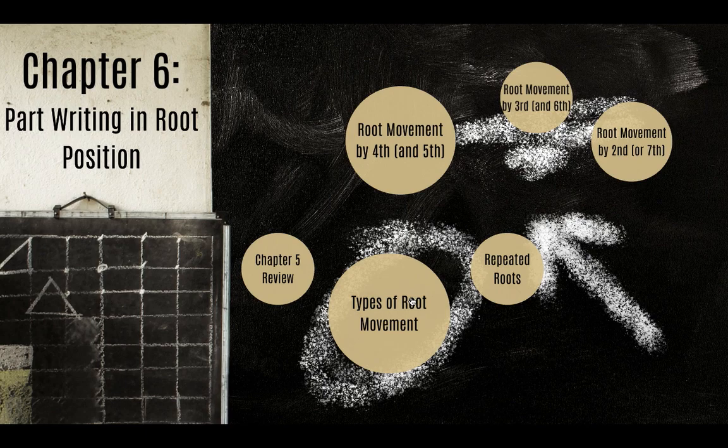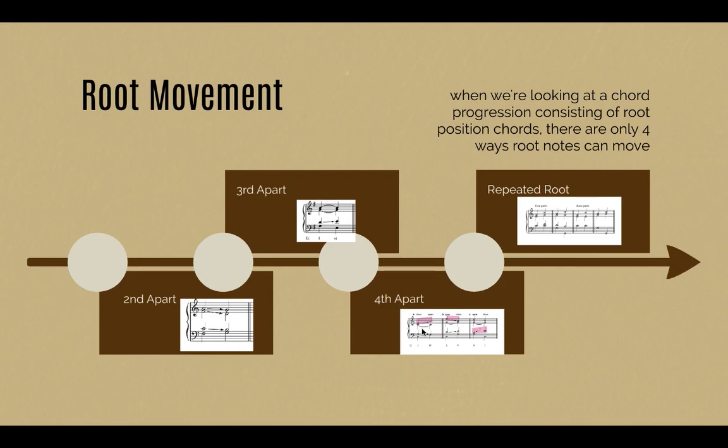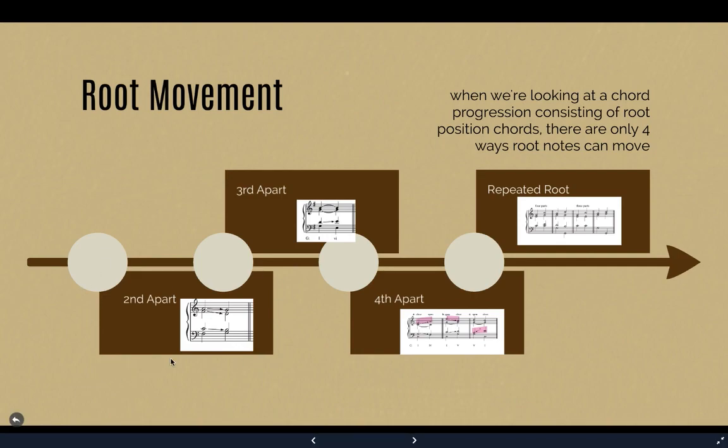So now we're going to be connecting chords that are in root position. So we're going to be moving in between diatonic triads in a major or a minor key. They're all going to be in root position. So let's talk about what kinds of root movement we can have. When we're looking at a chord progression consisting of these root position chords, there's really only 4 ways that these roots can move. They can be a second apart.